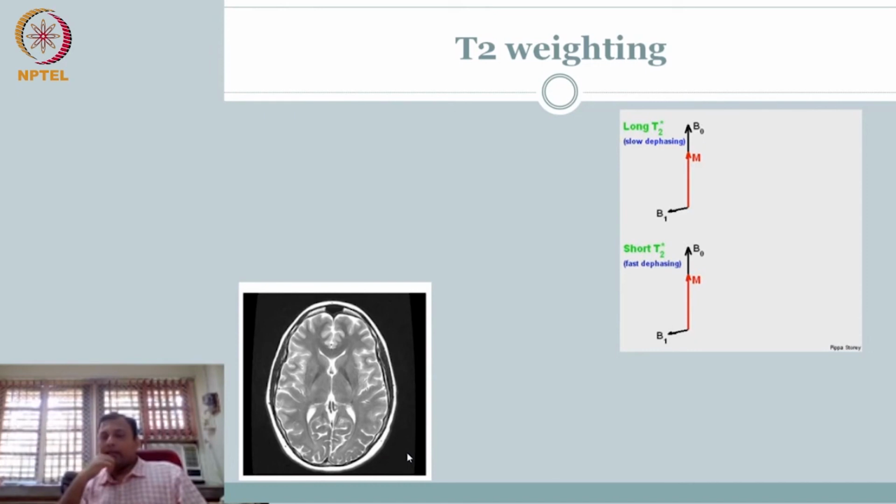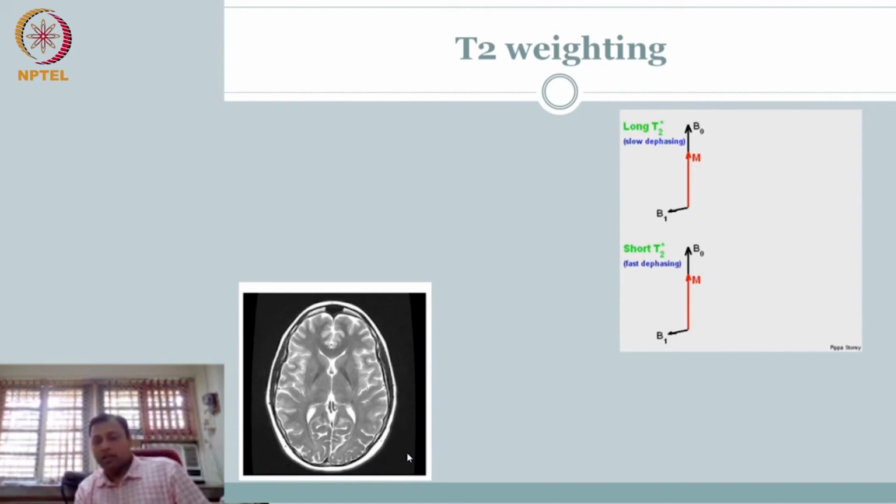So how do I get that? One thing is clear. If I don't allow too much time here, then I will not have T2 effect. That is what we exploited in PD. We minimize the effect of T2. Here I want to maximize the effect of T2. So my T echo should be long enough so that I allow it to dephase. The signal should go down. But how do I minimize the effect of T1 and proton density? Right? That is the idea. How do I do that?